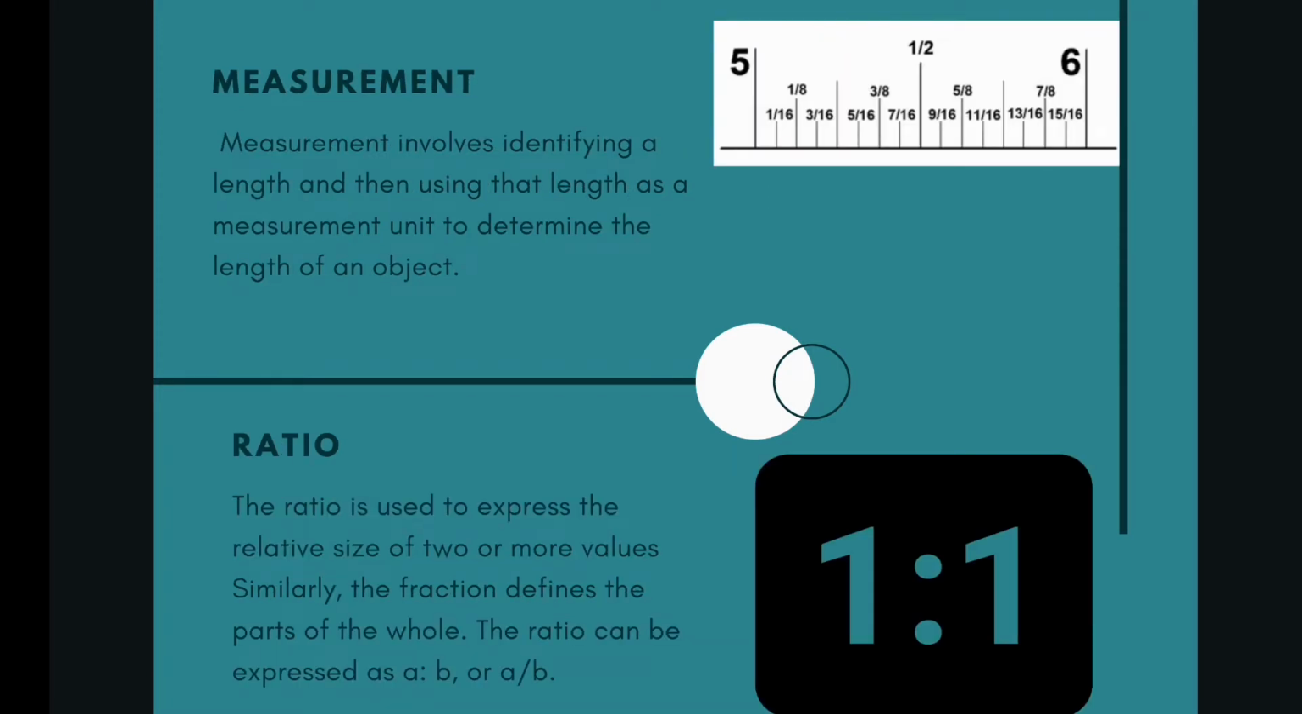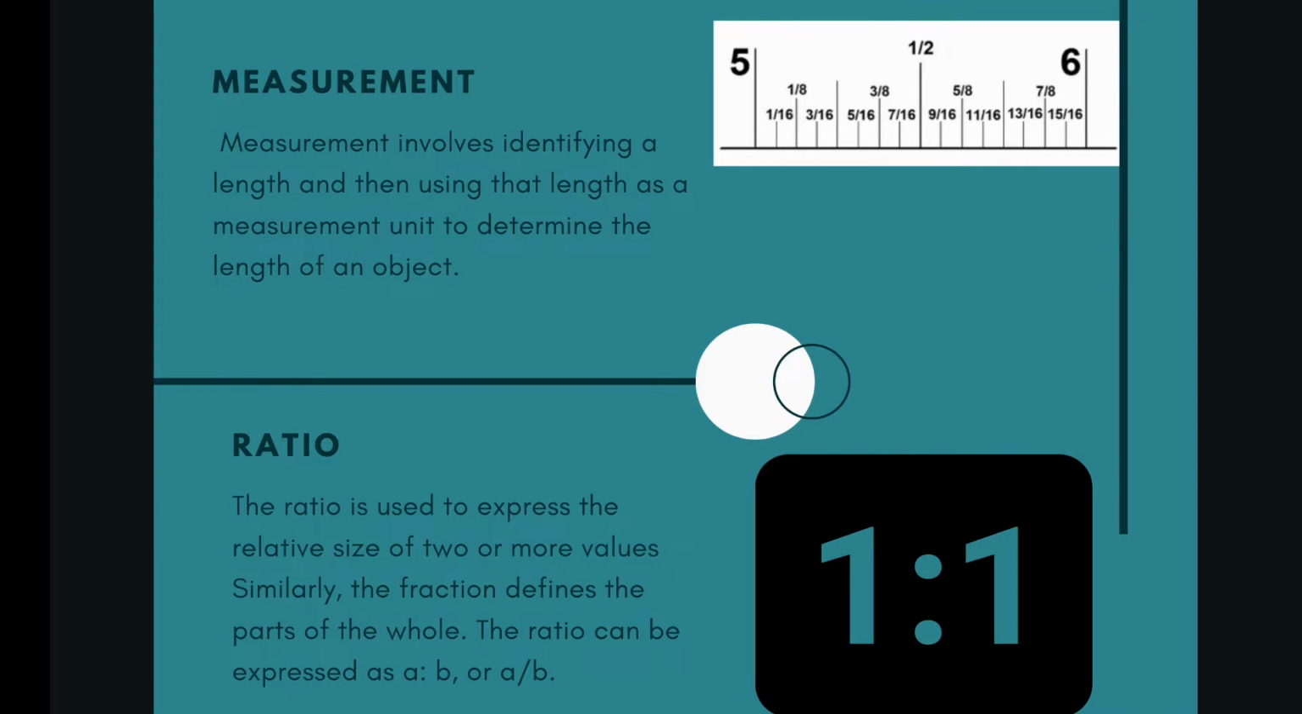We now move on to measurement. Measurement involves identifying a length and then using that length as a measurement unit to determine the length of a specific object. So for example, let's think of the fraction 6/8. You would use the unit fraction 1/8 as the unit and then count or measure to show that it takes 6 of those units to reach 6/8. In other words, 6/8 is thought of as 6 times 1/8. So then students will be able to see fractions as multiples of unit fractions.